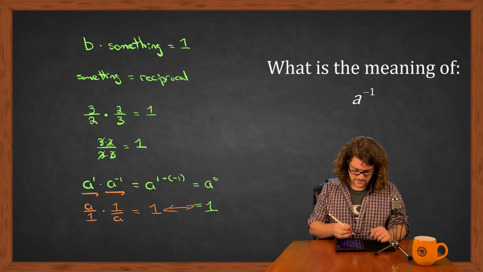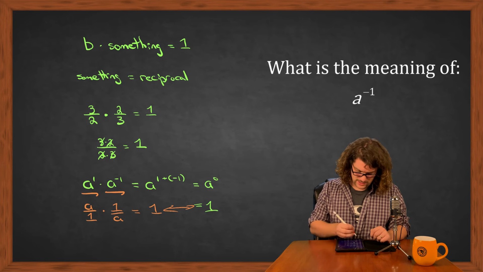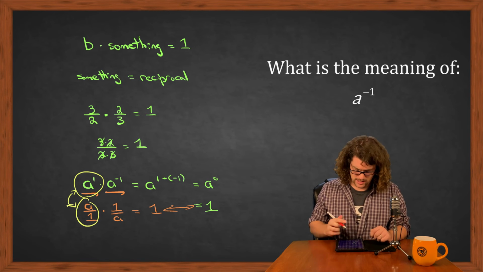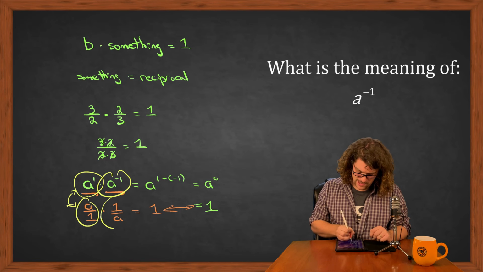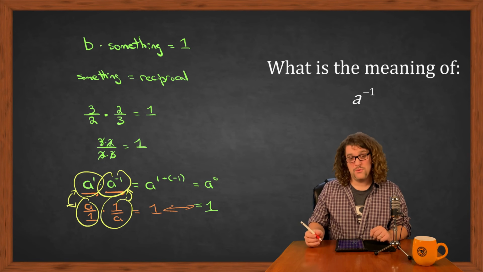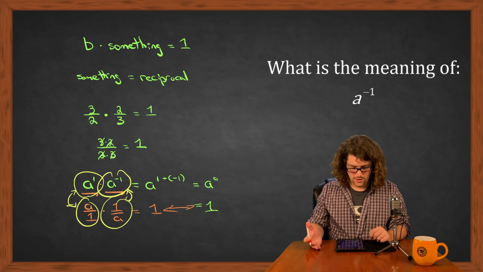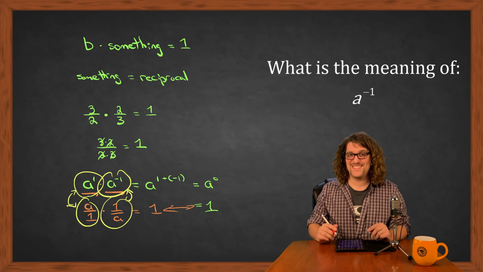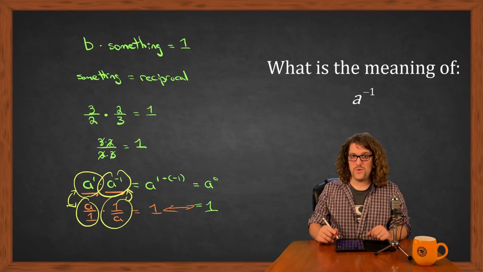So what's that mean? Well, it actually means that this and this are the same thing, which is obvious, but it also means that this and this are the same thing, which we might not have actually known yet. So a to the minus 1 is actually the same expression as 1 over a.